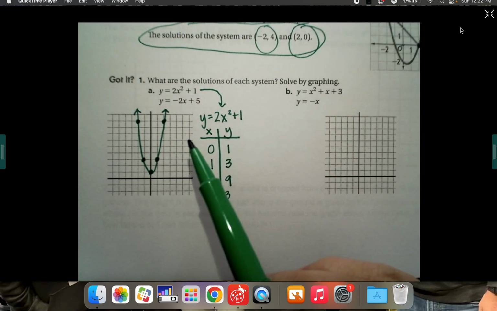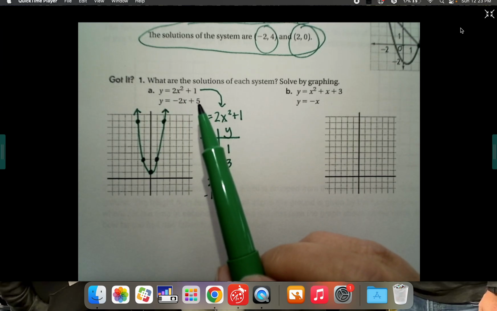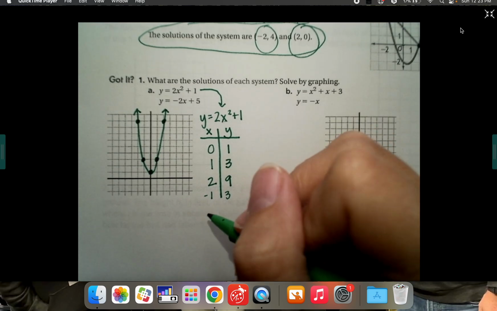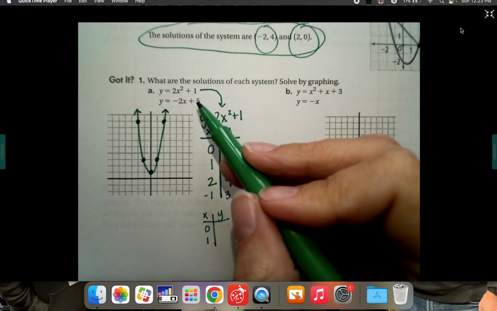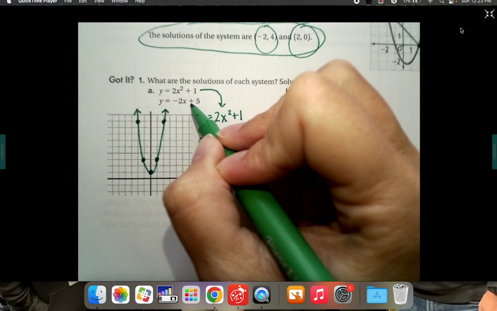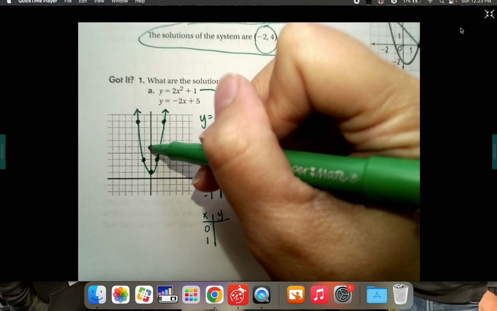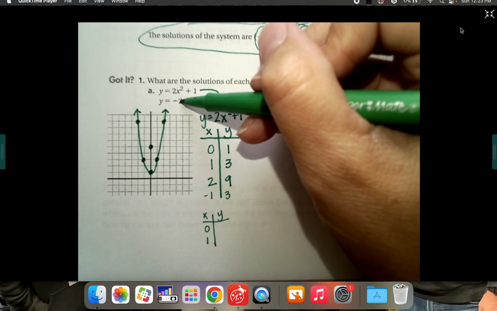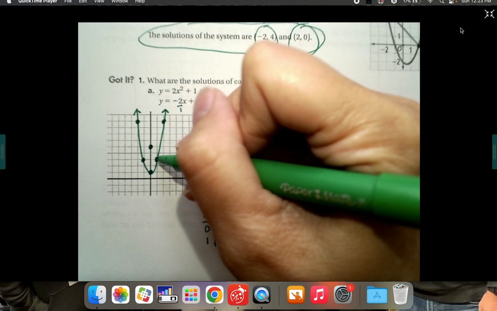I'm going to hope that you remember how to graph a linear function just from slope and y-intercept. If not, you could absolutely make a little table of x and y values over here for this one as well, but I'm just going to know that my y-intercept is 5. So I'm going to go to 1, 2, 3, 4, 5 and put my dot. And then I know that's a negative 2 over 1 slope. So I'm going to go down 2 over 1.